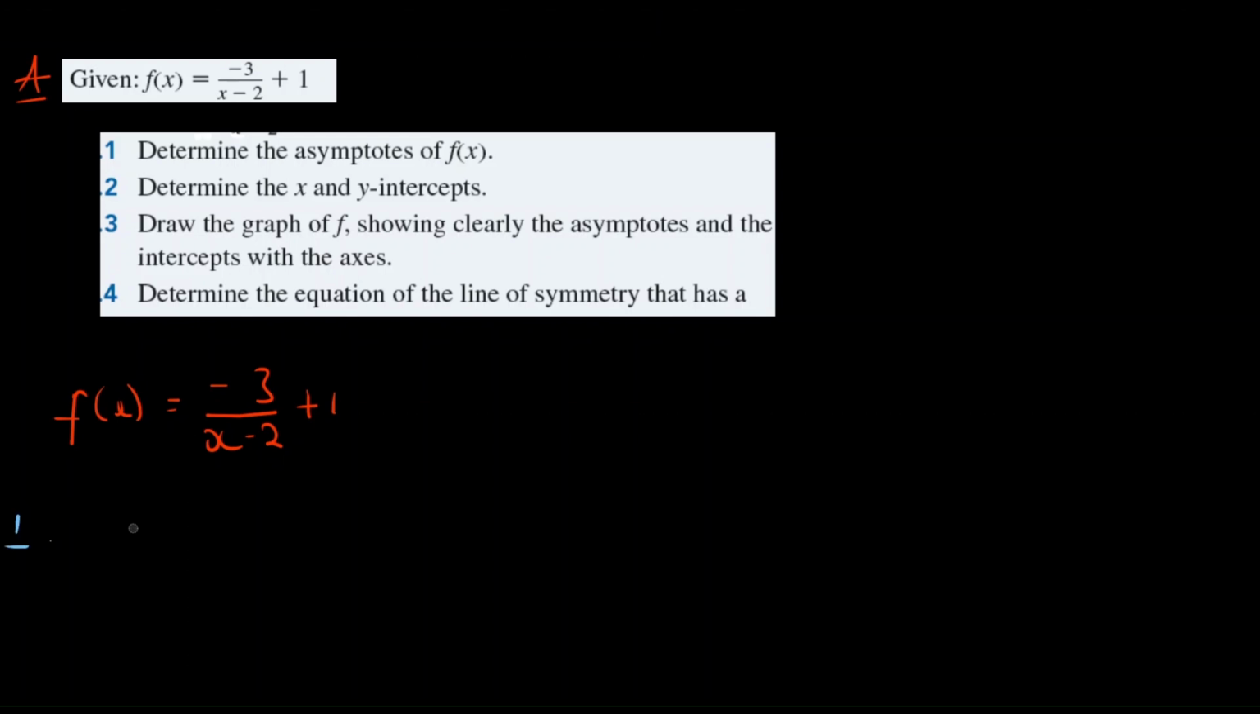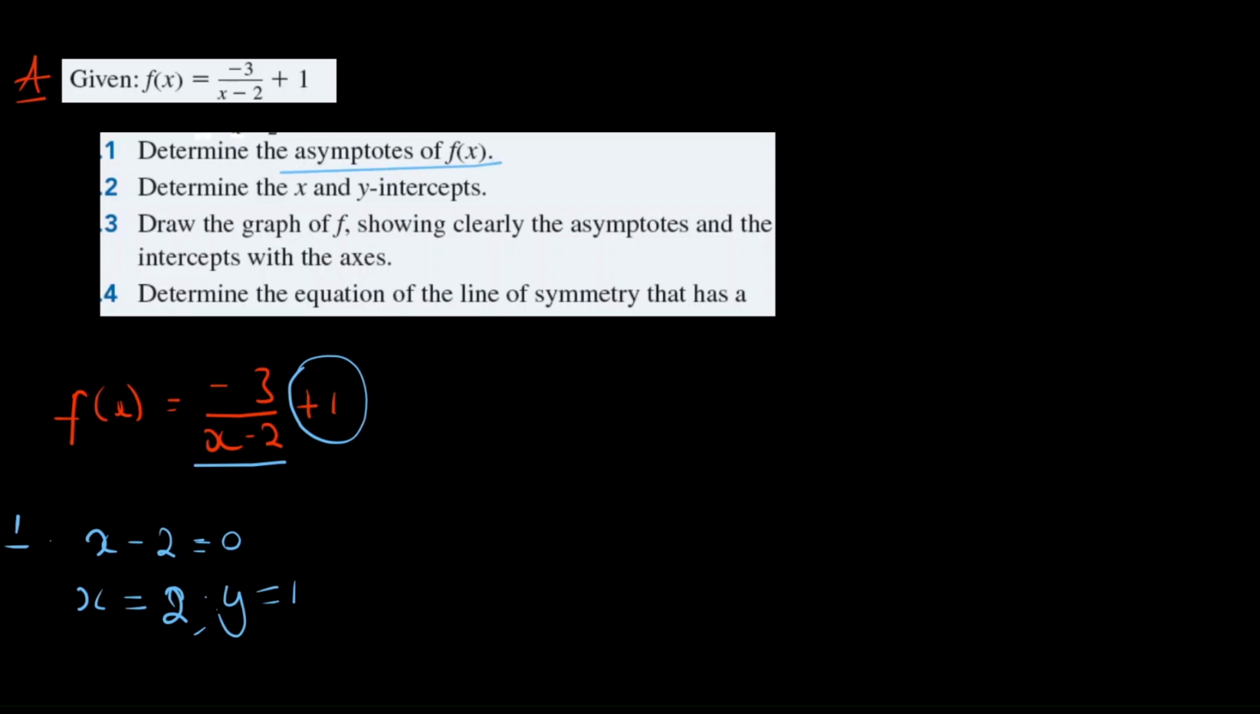So we know that to determine the x asymptote, we're going to equate the denominator to 0, which will be x minus 2. x minus 2 is equal to 0, so we know that the x asymptote will be equal to 2. And the y asymptote, we just read it off with the sign in front of it, which will be y is equal to 1. Then we would have determined the two asymptotes.